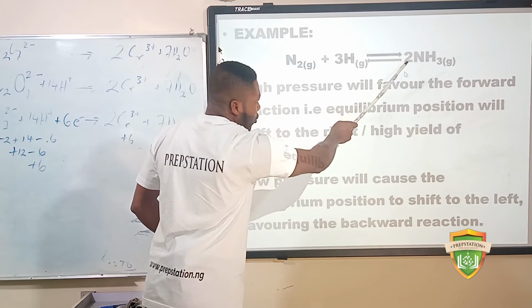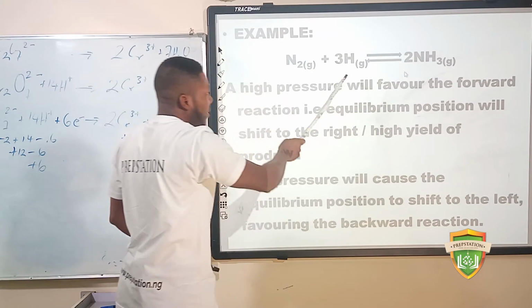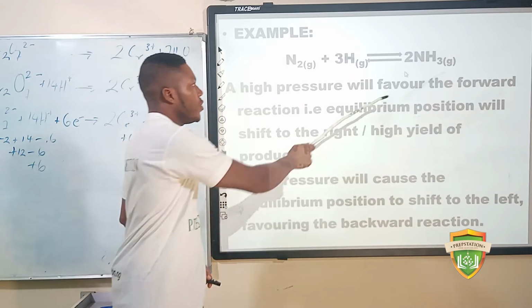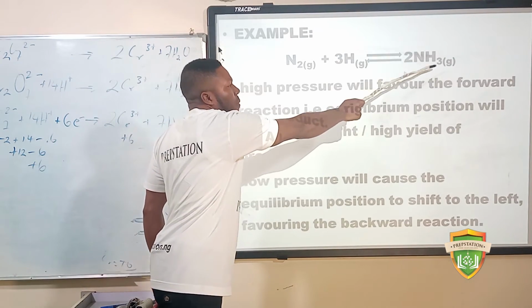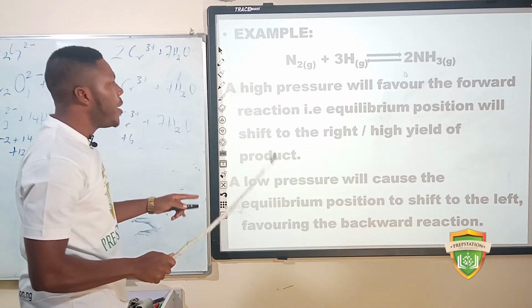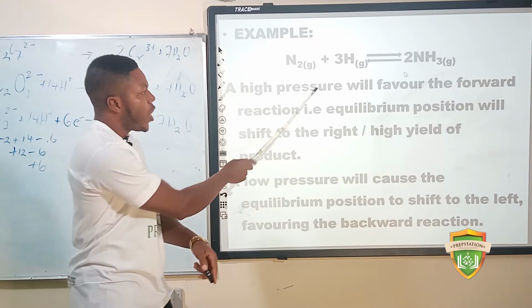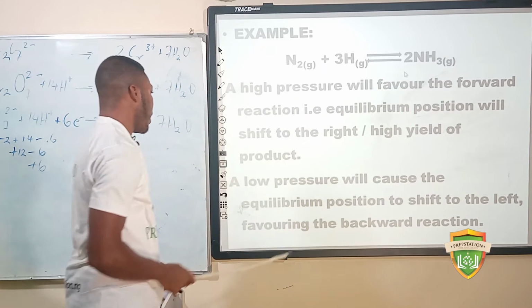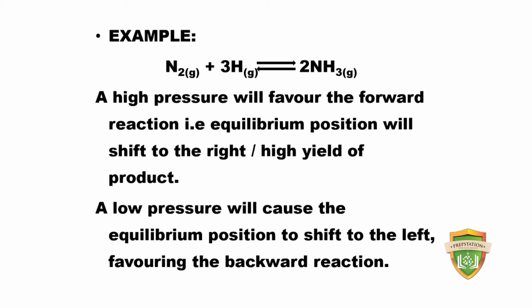Of volume. So 2 here is lower than 4. So you need to increase the pressure to have more yield of ammonia. But if you lower the pressure here, what happens? You're going to favor the backward reaction. So a low pressure will cause the equilibrium position to shift to the left, favoring the backward reaction.